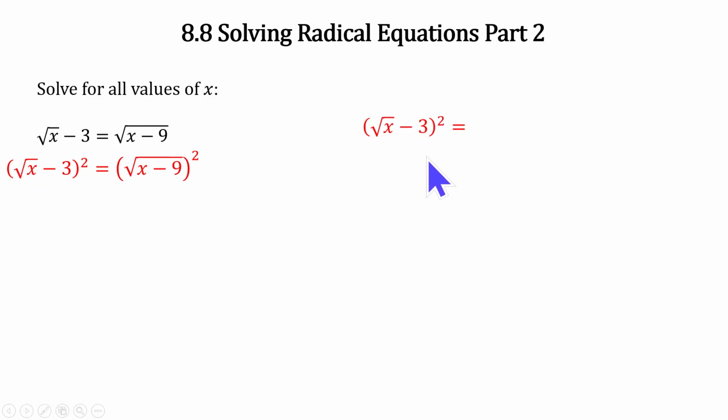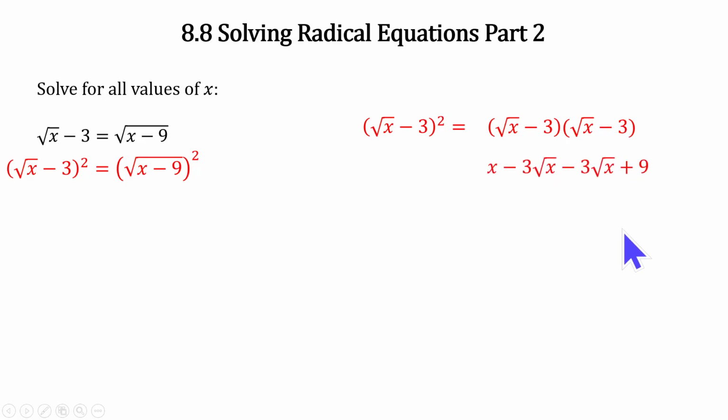And same as always, it's the square root of x minus 3 squared, so that becomes the square root of x minus 3 times the square root of x minus 3. So now we need to FOIL this together. The square root of x times the square root of x is just going to be x. Then the square root of x times negative 3 is minus 3 square root of x, minus 3 square root of x. And then minus 3 times minus 3 is positive 9.